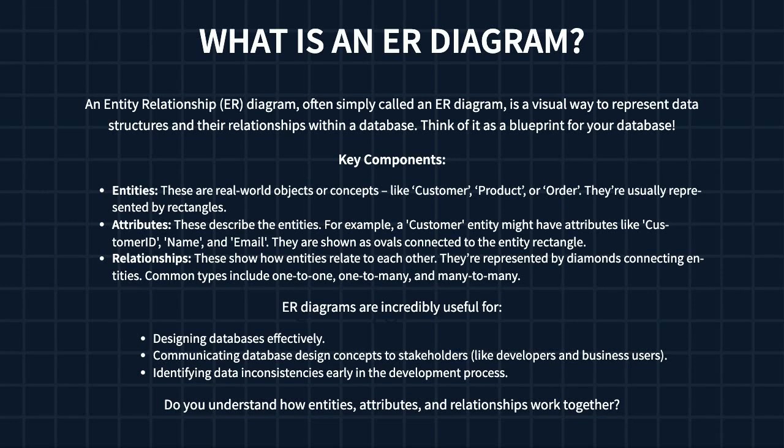They show you the important things in your data, what describes them, like customer names and product prices, and how those things are connected to each other. You'll see rectangles representing entities, think customer, product, or order. Ovals linked to those rectangles are the attributes that describe each entity. And finally, diamonds show the relationships between these entities, like a customer placing an order. Diagrams help us design databases efficiently and make sure everything fits together correctly.